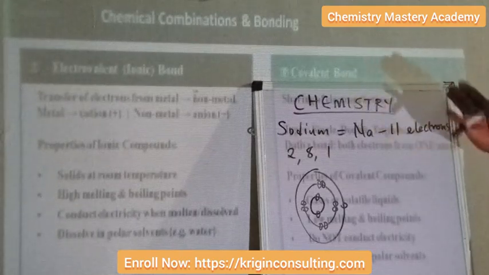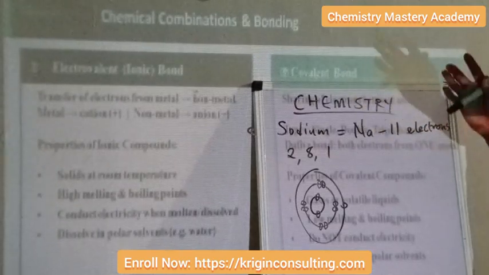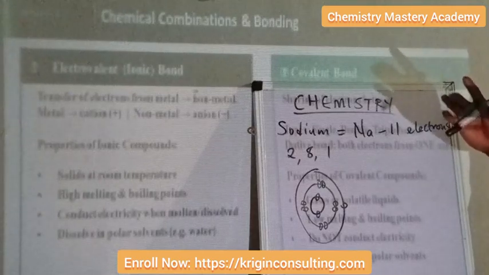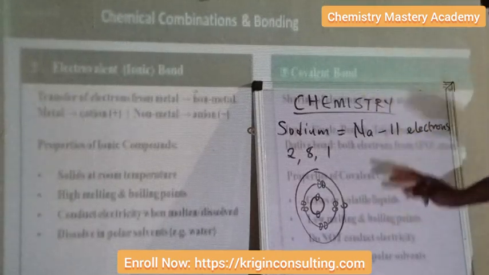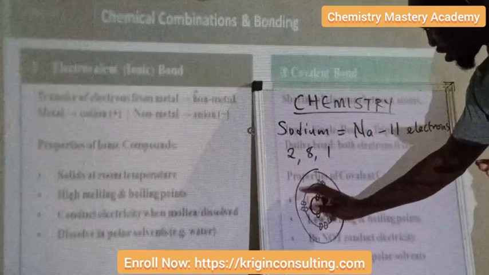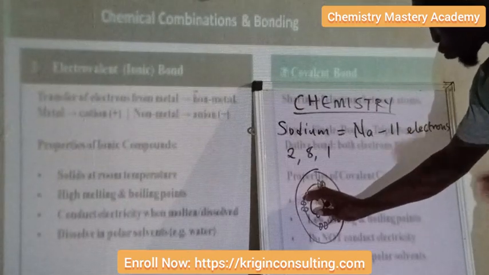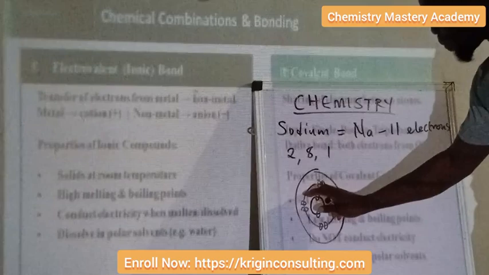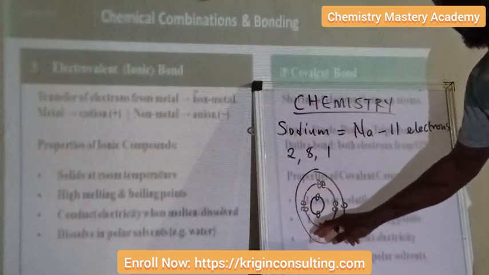But now it will be easier for it to just release the 1 and then attain what is called the octet structure. Octet structure is a structure where the maximum number of electrons in the atom's outermost shell is 8. So once it gives out this 1, the second shell, number 2, will be the new outermost shell. So the maximum number is 8, so octet.